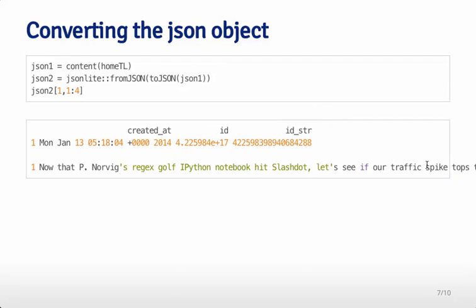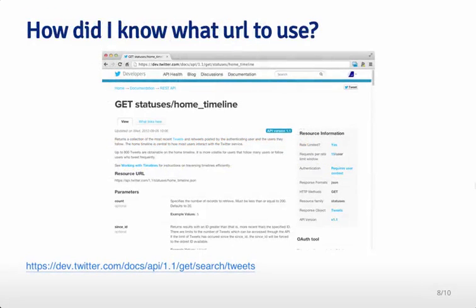So you can do this to extract information from Twitter. This is just the request for how you collect information about what's happening on my home timeline. But there's a whole bunch of other requests that you can do. There's a bunch of different data that you can get access to through Twitter. And so how did I know what URL to use? You go into the documentation for the Twitter API.